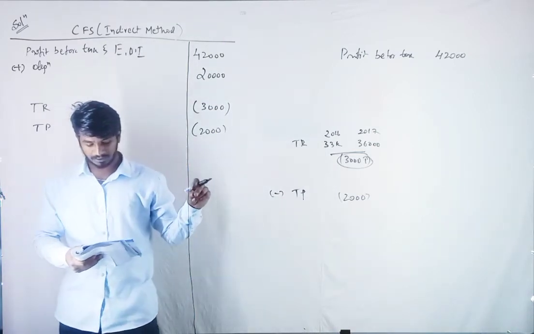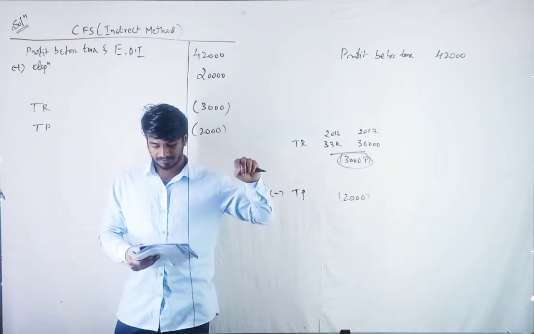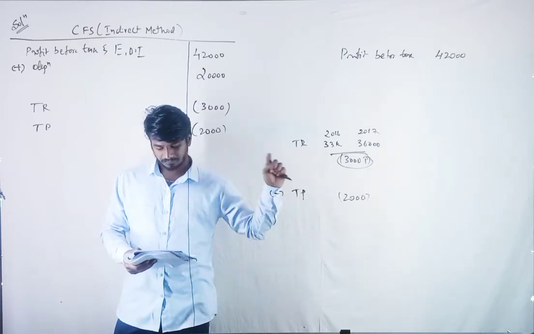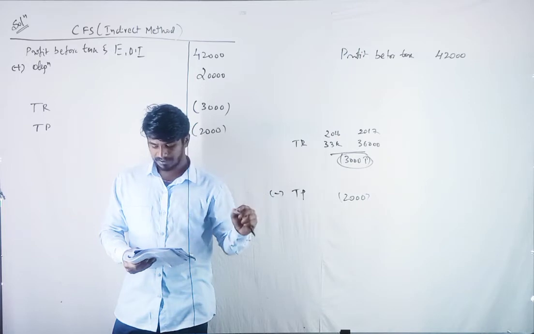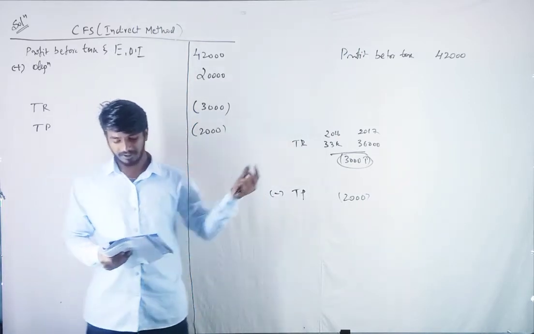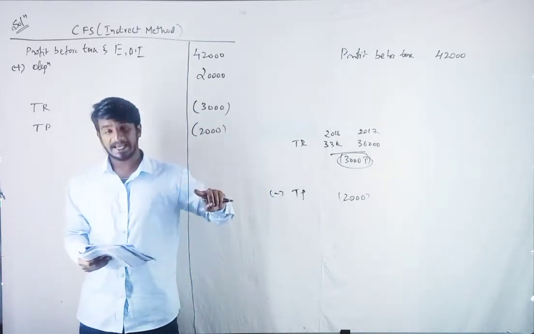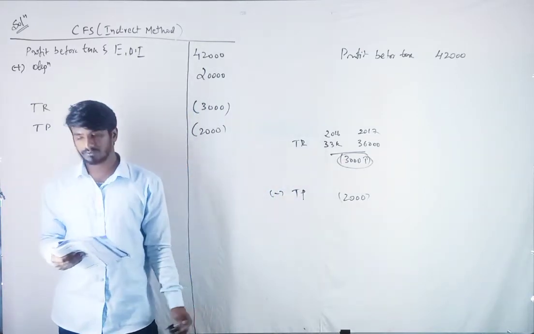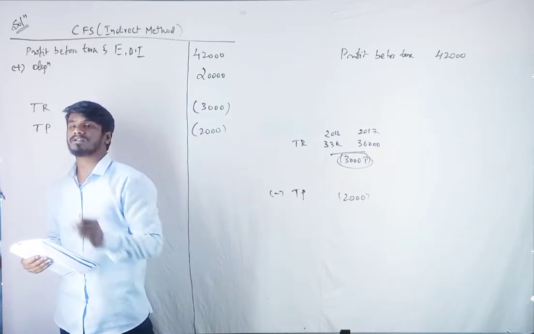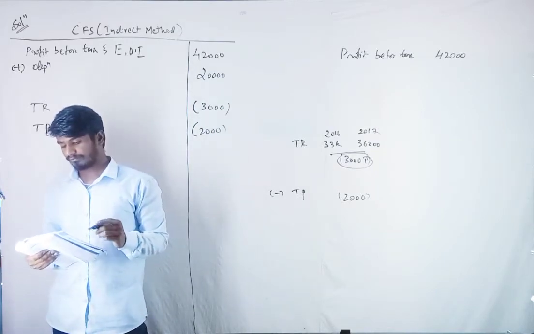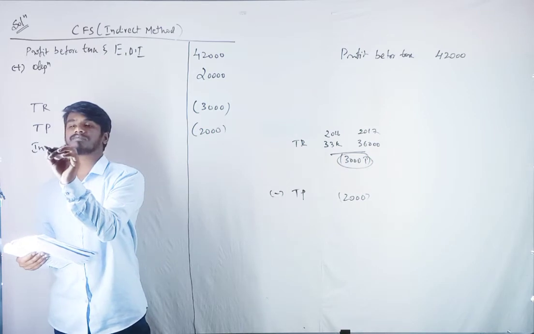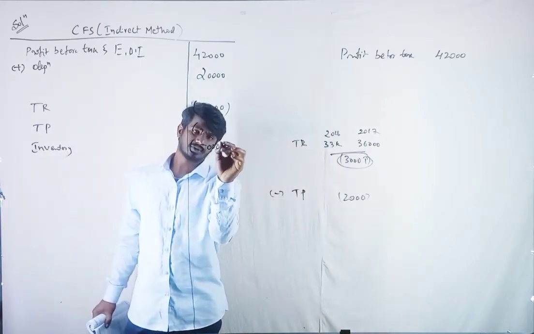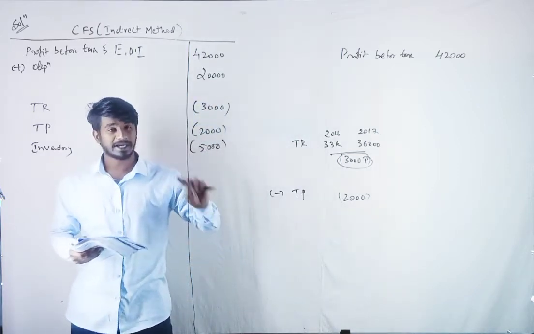Inventory 22,000 was in the beginning of the year 2016, and in 2017 in the end of the year it is 27,000 means 5,000 worth of inventory we have purchased again, means cash is out. What we will do, we will reduce. Cash is going out, right? 5,000 inventory, reduce 5,000 because cash is going out.